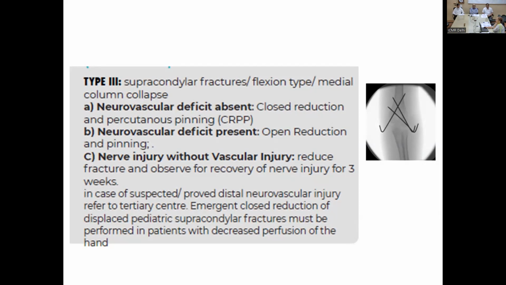Closed reduction is done in those patients where we find decreased perfusion, where the vascular problem is there, so that pressure on the artery is reduced. It is the proximal fragment of the fracture which is protruding and causing pressure on the artery, and after reducing the fracture, that pressure will be reduced, and so this vascular problem may be treated. Next please.